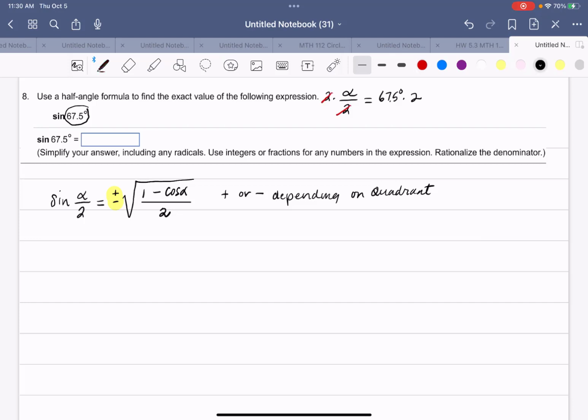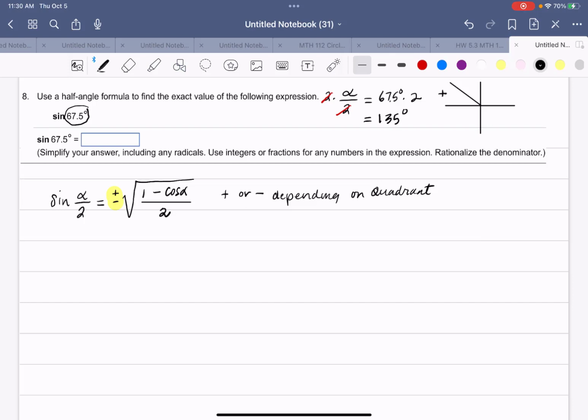So our alpha is 135 degrees. Now, where is 135 degrees located? Well, it's 90 plus 45, so it's right here in the second quadrant. Now, in the second quadrant, sine is positive. And we're doing sine, so we're going to go with the positive.